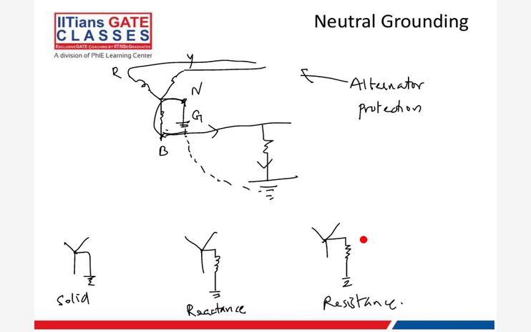In a functioning system, we always prefer that the alternator be grounded via resistance grounding. This also plays a role in stability. Any doubts on this? I'm assuming if you have any, just let me know. Proceeding.